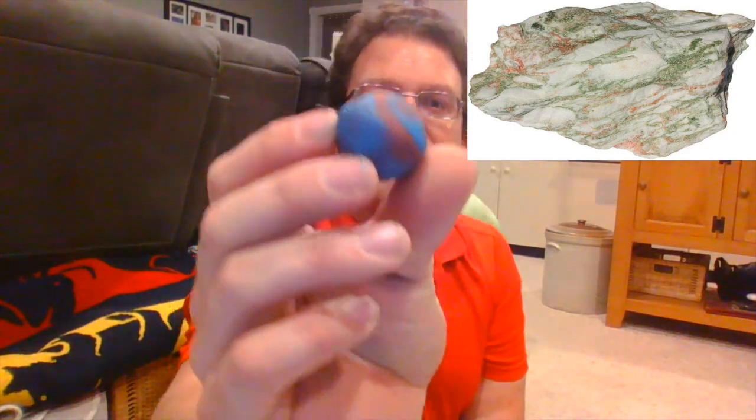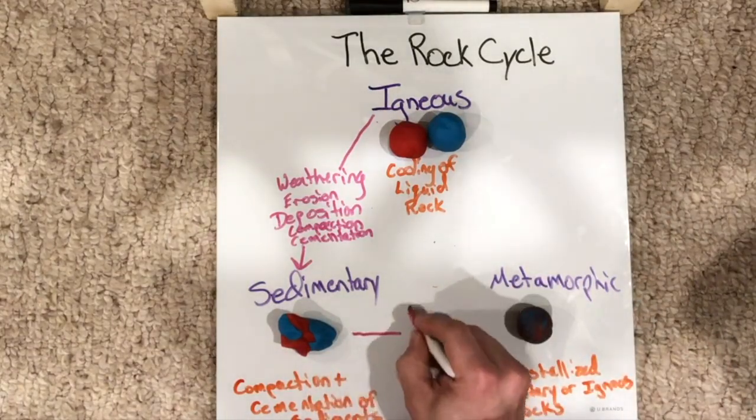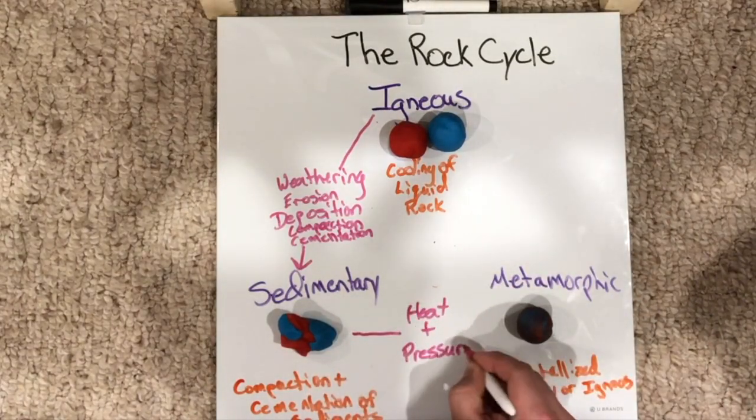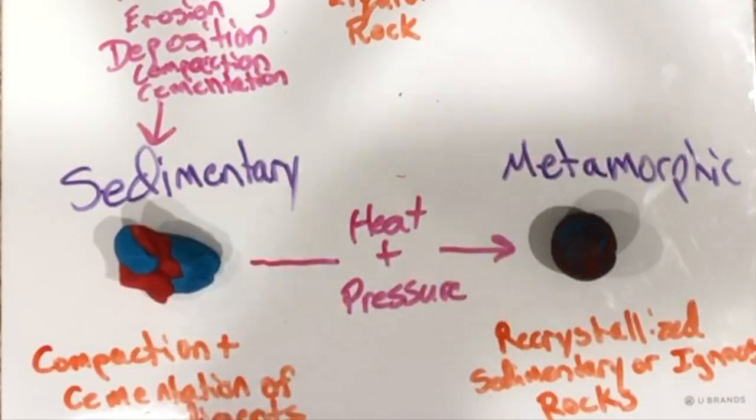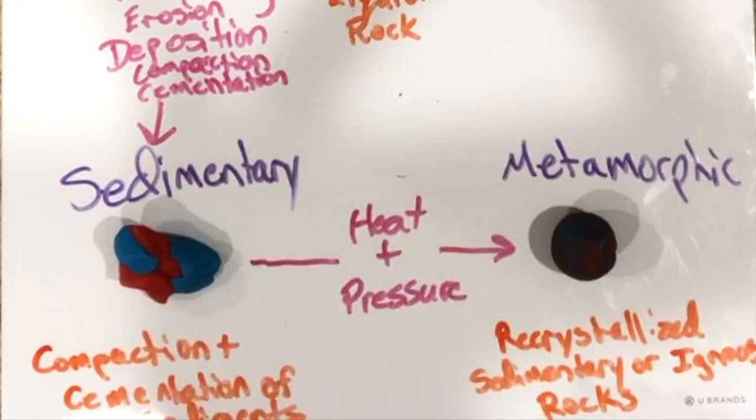We see this in the type of metamorphic rock that we love to use for tabletops, marble. Marble is a gorgeous example of a metamorphic rock because it looks almost identical to this. So, when you add heat and pressure, you take your sedimentary rock and turn it into a metamorphic rock.